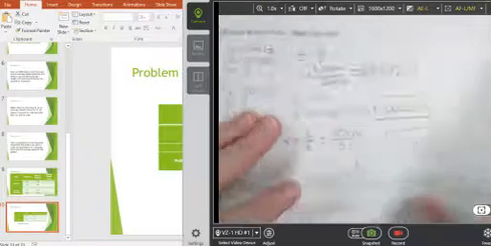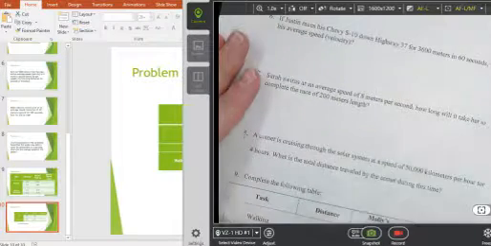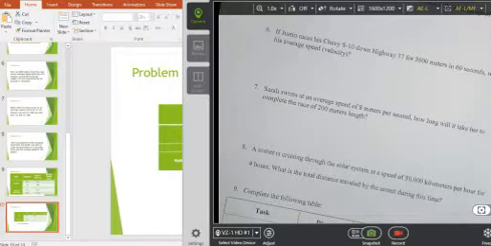Okay. So I hope this helps. There are some problems on the back. You should do those and turn them in to me by the end of the week. Actually, how about I'll give you a week to turn those in.